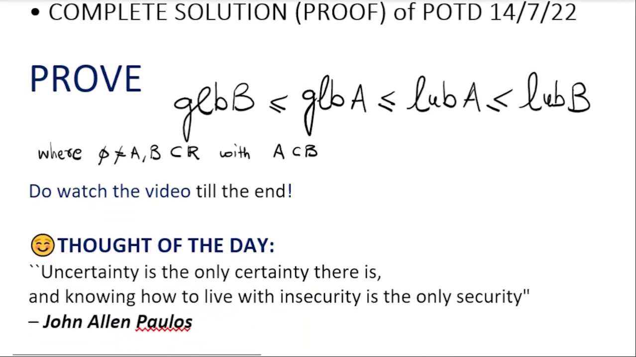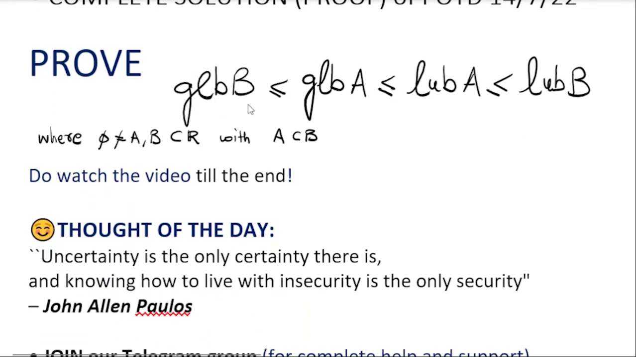This was the expression for the result which we were supposed to prove. Given any two non-empty subsets A and B with the property that A is contained in B, we were supposed to prove that the greatest lower bound of B will always be less than or equal to the greatest lower bound of A, which will always be less than or equal to the least upper bound of the set A, and finally it will be less than or equal to the least upper bound of the set B.